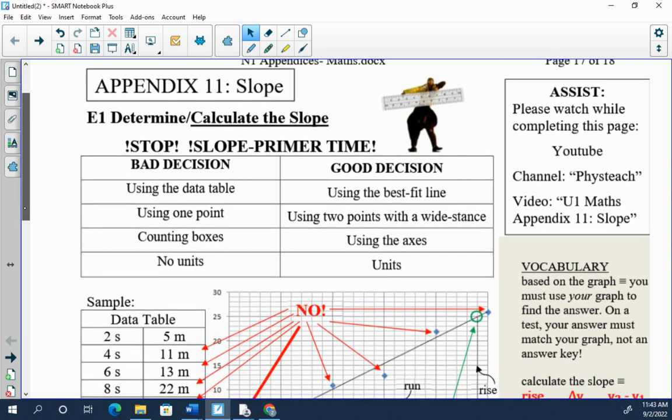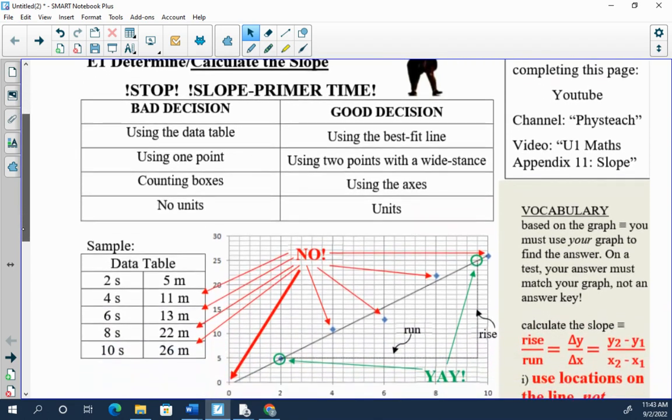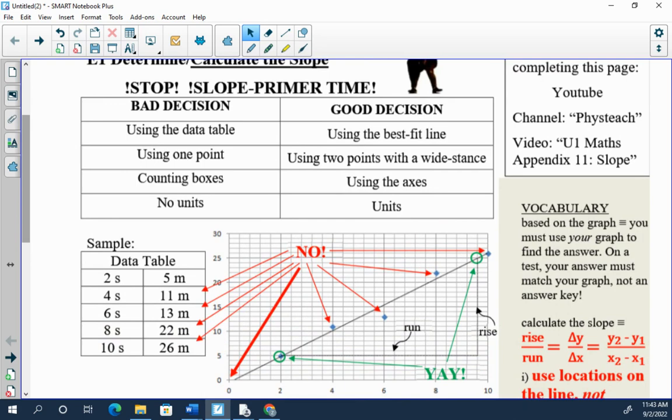Slope is used with experimental data points. You actually have to do an experiment, collect data. Here you go, got a little data table right here. You plot those points. That was the content of the previous video, Appendix 10. You draw yourself a line of best fit. That also was in the previous video. But now you got to make some sense of it.